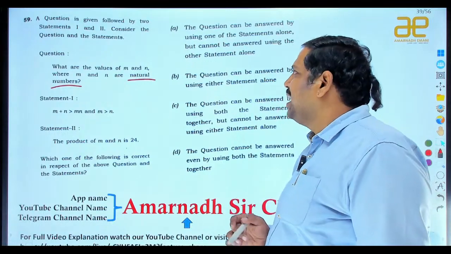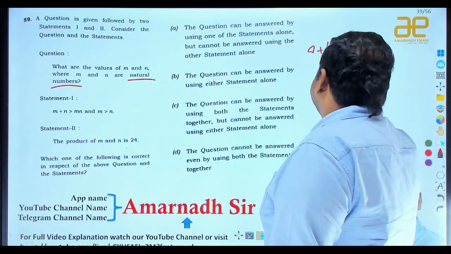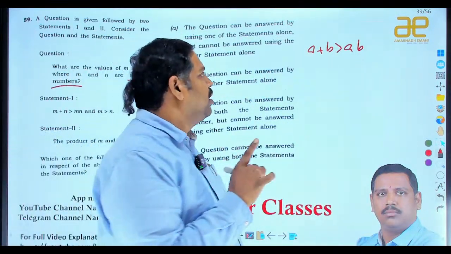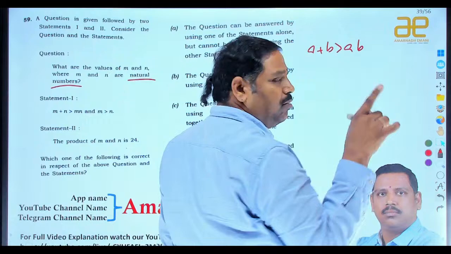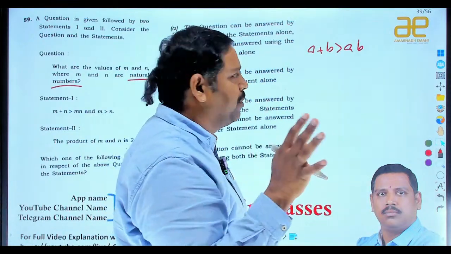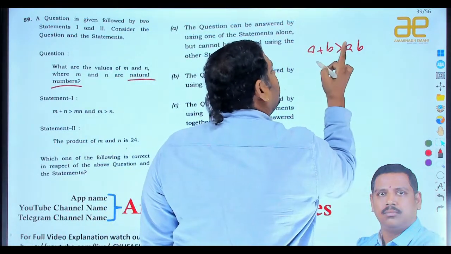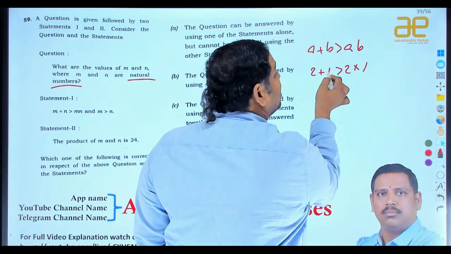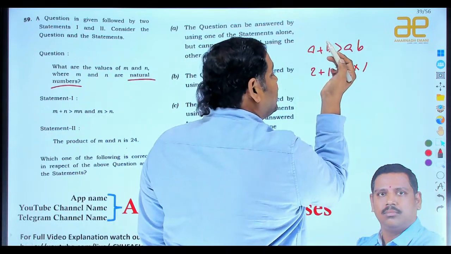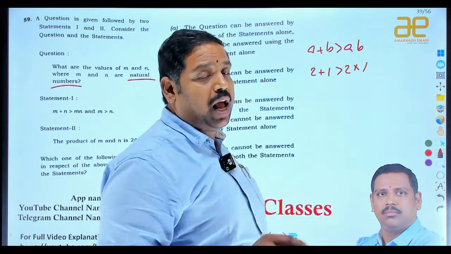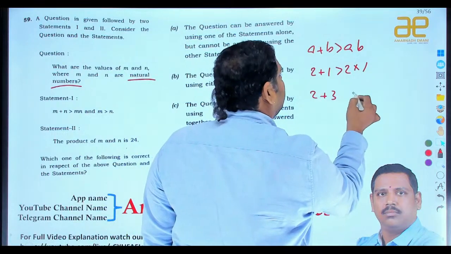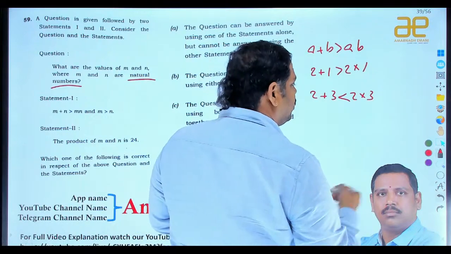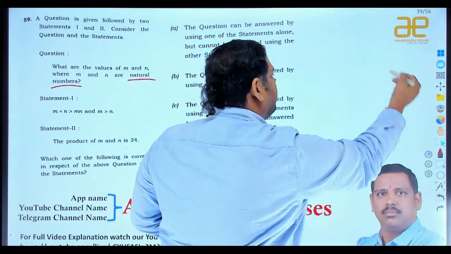Always remember, if a plus b is more than ab, then only one possibility: definitely one of a and b is 1. That is a mandatory rule. Because if one number is 1, say 2 plus 1 and 2 into 1, 2 into 1 is 2 only, while 2 plus 1 is 3. That will happen. Suppose no number is 1: 2 plus 3, and 2 into 3 is larger. That inequality will not work. So since that inequality was specified, definitely one number is 1.